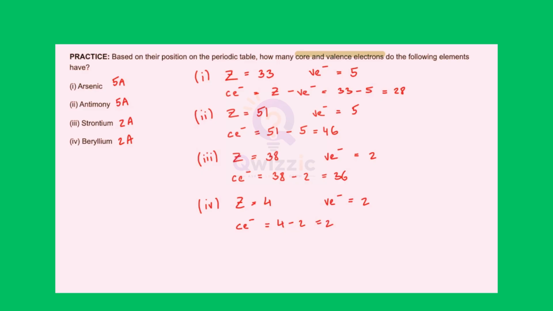So we have our answers. Let's go ahead and label them. And we can tell that arsenic has 5 valence electrons and 28 core electrons. Antimony has 5 valence electrons and 46 core electrons. Strontium has 2 valence electrons and 36 core electrons. And beryllium has 2 valence electrons and 2 core electrons.